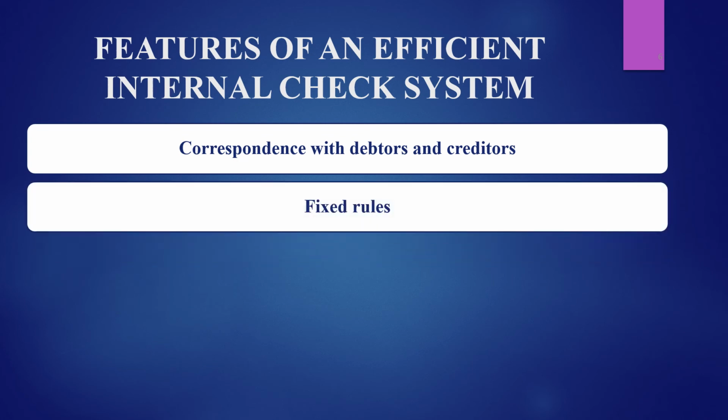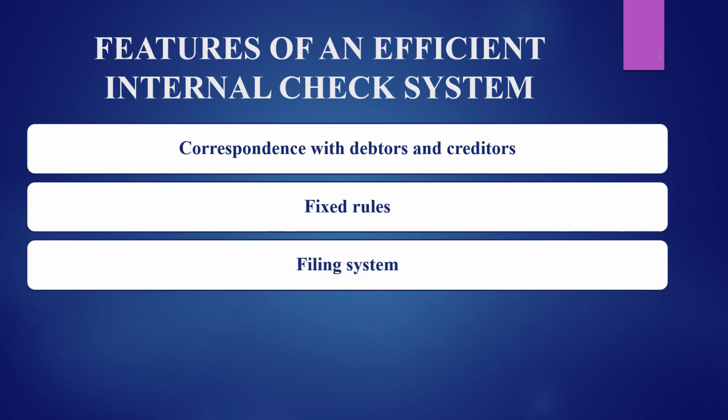Ahead of that, another feature is fixed rules. That is, there are some transactions, for example, bad debts, some allowances, some returns commission, they all should be accounted for very strictly in accordance with some predetermined rules. Another feature of an efficient internal check system is the filing system. That means whatever transactions take place in a company, whatever documents are there, for all those documents there should be a proper system for filing. Every document should be kept in record, which might be required any time for future reference.